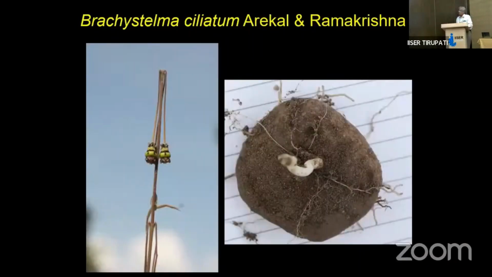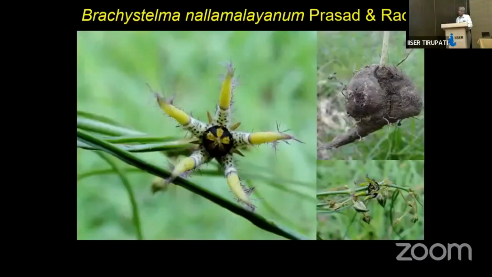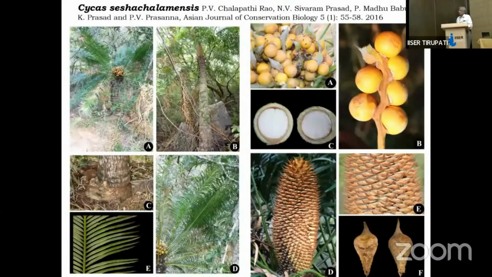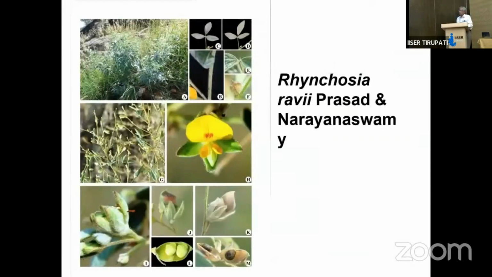This is Brachystegia ciliatum, which is very rare, once again found in Andhra Pradesh. This is another new species which we described from Anantapur district, Sri Krishnadevaraya. Brachystegia nalayanam, another species described by our students. This is Cycas chelmensis. All of you know Cycas bedomai, but this species also was described by our students, Prasanna and then Prasad from Sheshachalam Hills. Cycas spinica is also there. Another species described by our students is Euphorbia carapensis.